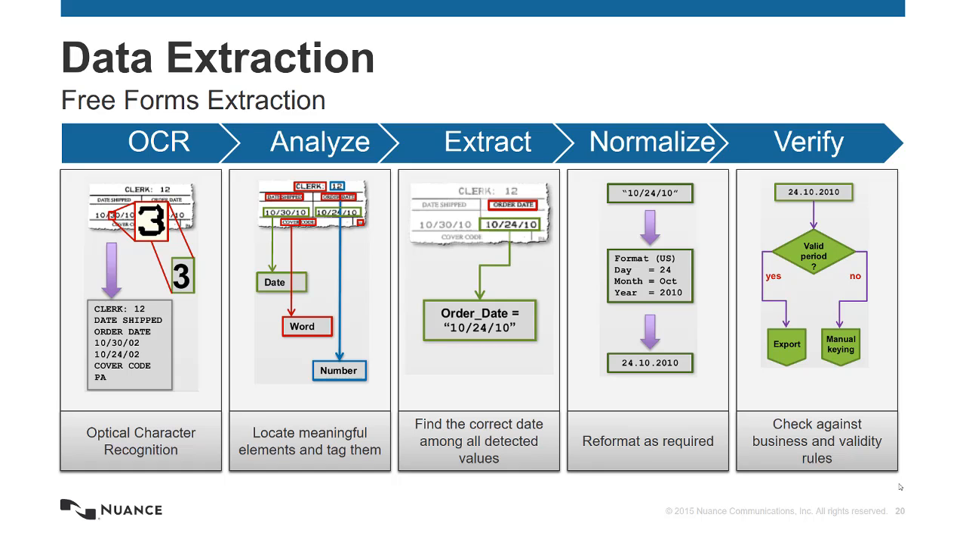We can also verify the element. So that, for example, verifying the date is within a valid period. If it's not within a valid period, then the date extracted could not have been correct. And we can check that against business rules and validity rules within OpenForms and the AutoStore process.